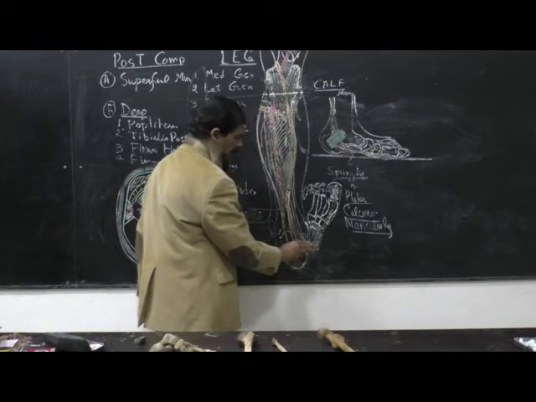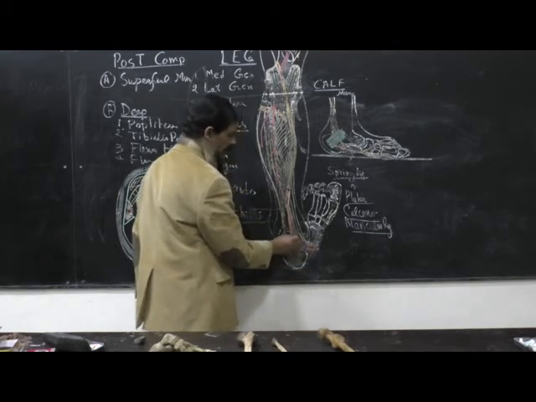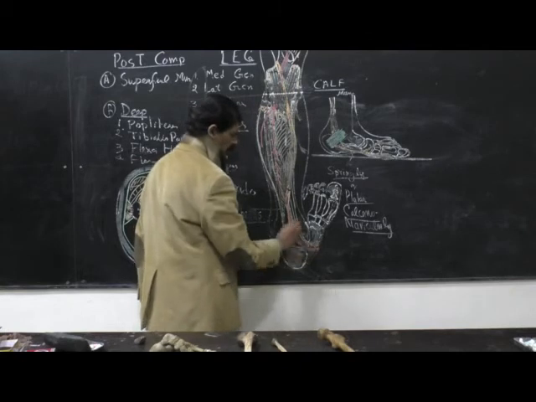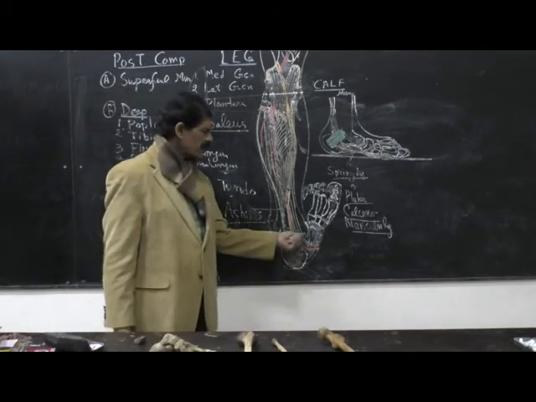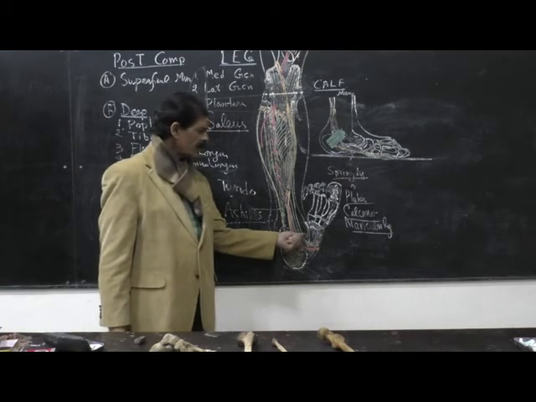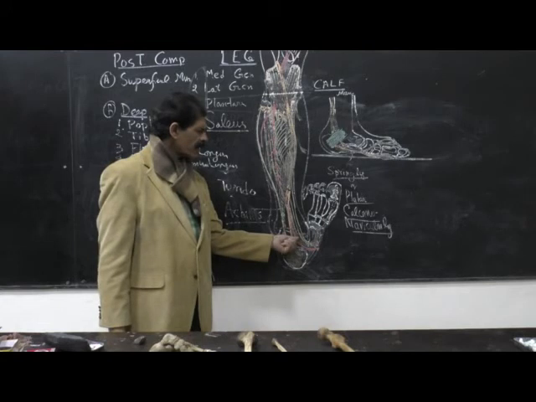What will happen to this artery? We will do it when we do the sole of the foot. So this artery passes behind the two tendons. First the tibialis posterior, then the flexor digitorum longus, then comes this artery.